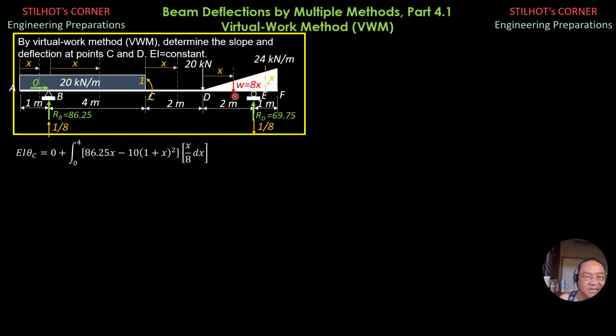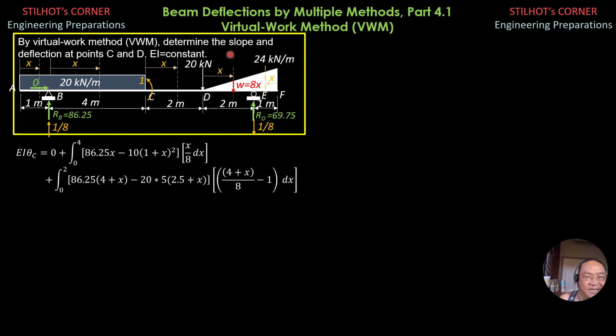For the next section here, we have integral from 0 to 2 of quantity 86.25. By the way, this is Wx. The W as to x equals 24 as to 3. So W equals 8x. So for the next section here, integral of 0 to 2 of 86.25 times 4 plus x minus 20 times 5, 2.5 plus x, or minus 100 times 2.5 plus x. Then due to the virtual load, we have 1/8 times 4 plus x, which is 4 plus x over 8, then minus 1 dx.